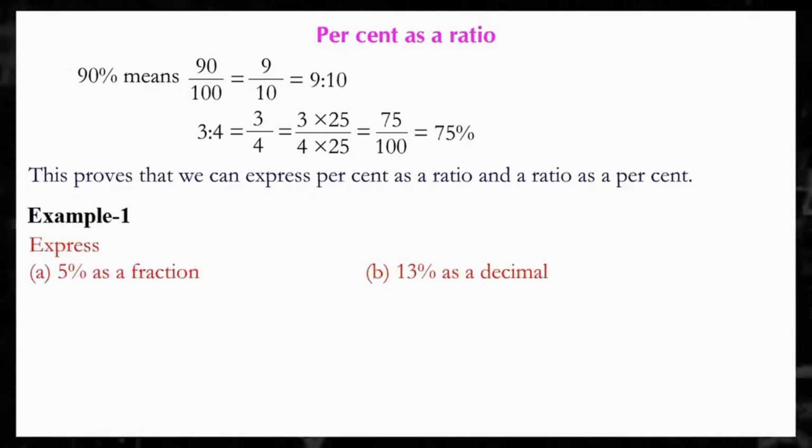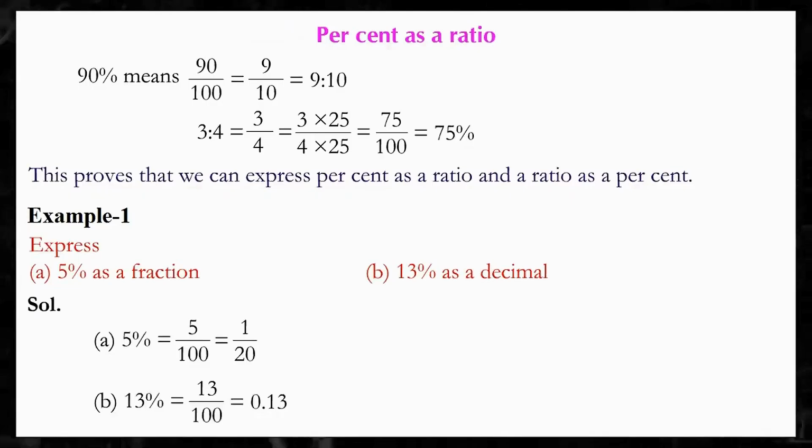Example 1. Express A, 5% as a fraction, B, 13% as a decimal. Solution. A. 5% is equal to 5 upon 100, which is equal to 1 upon 20. B. 13% is equal to 13 upon 100, which is equal to 0.13.